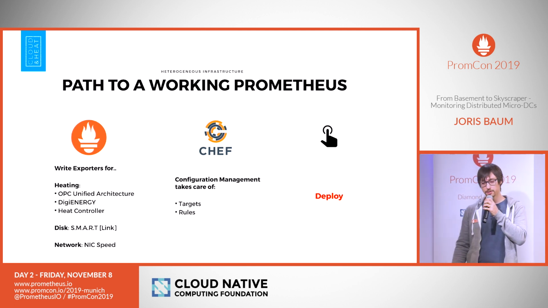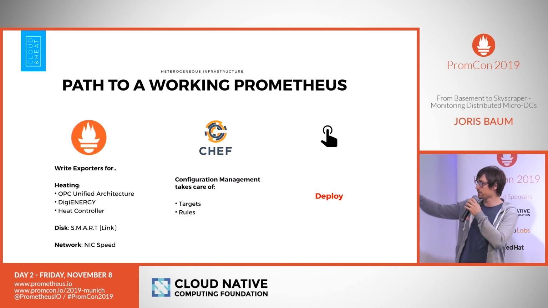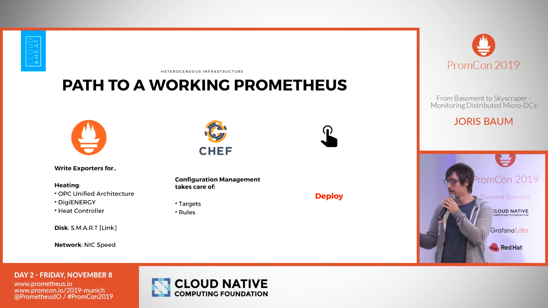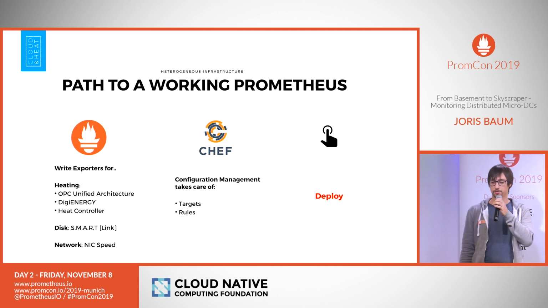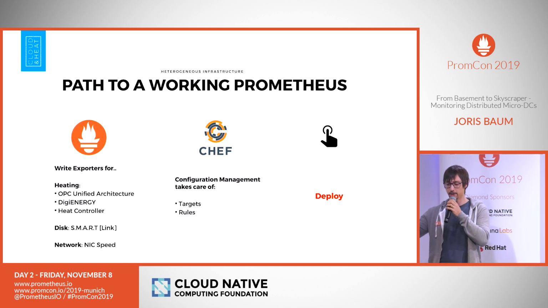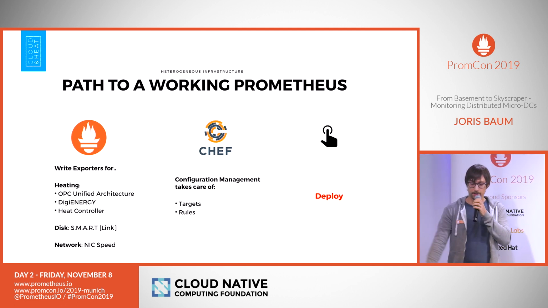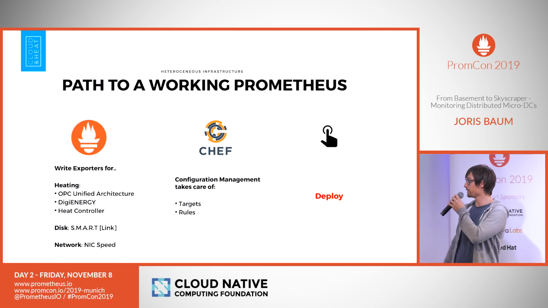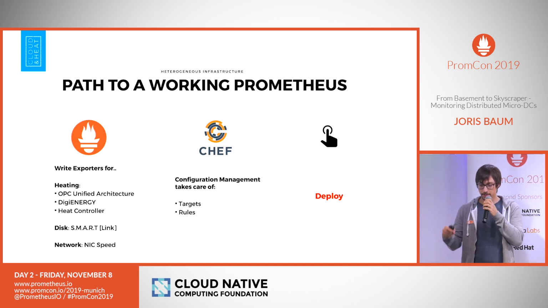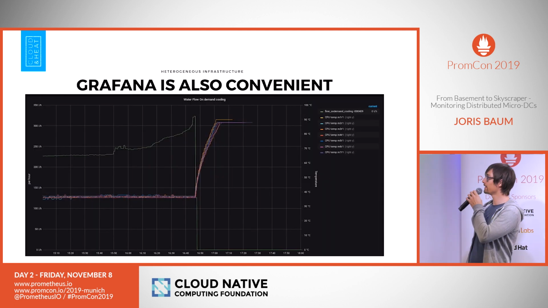With a bunch of other exporters, we then put this into Chef, our configuration management. We give Chef the roles for each node, and it takes care of the targets and creating the Prometheus configuration. And we basically then click the deploy button and hope that everything works.